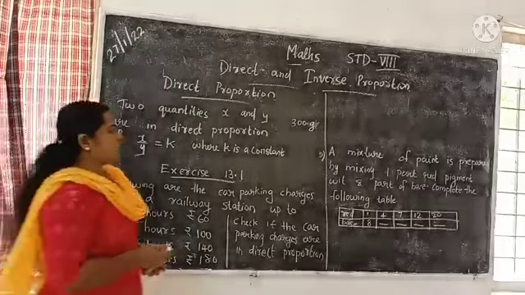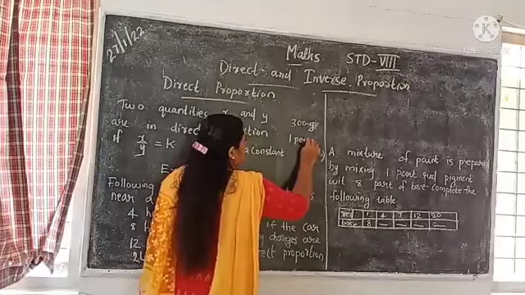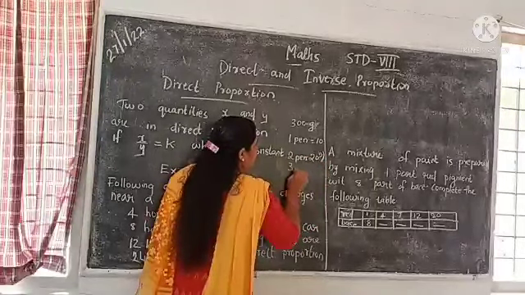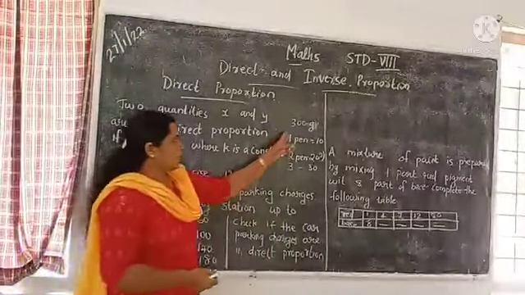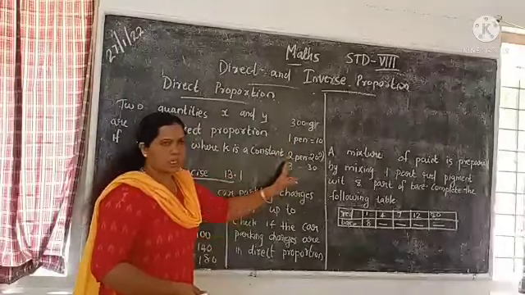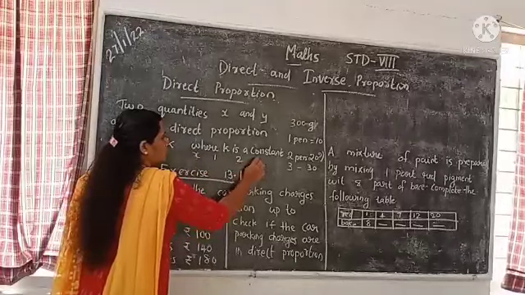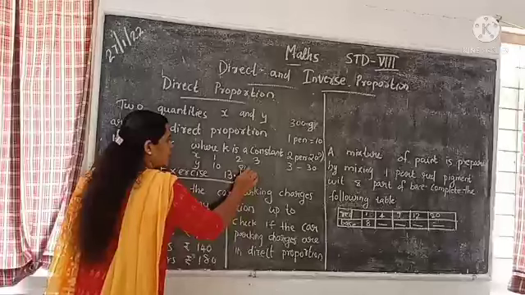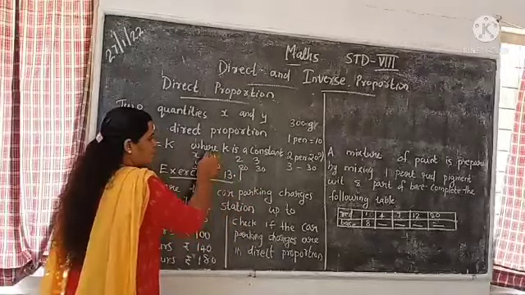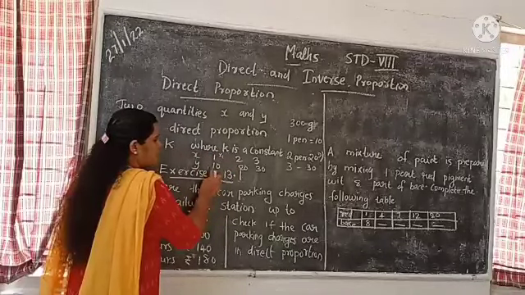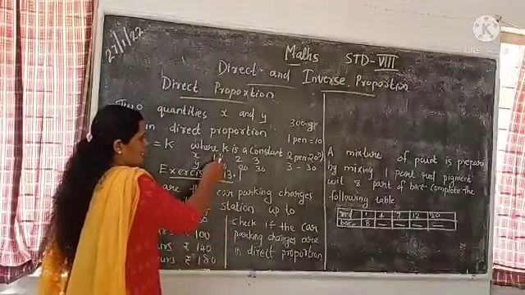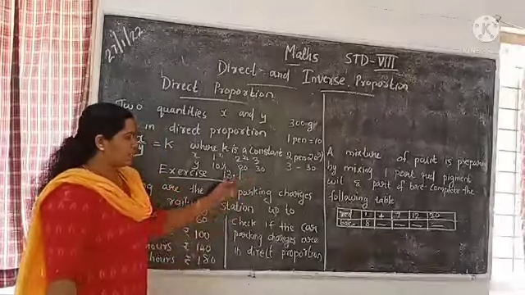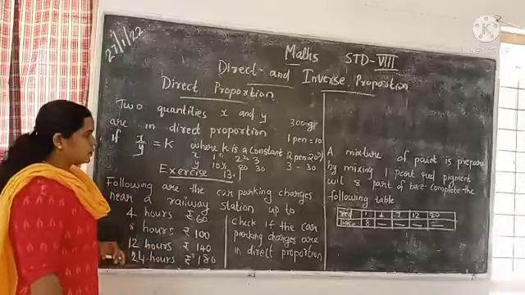Another simple example: the cost of 1 pen is 10, the cost of 2 pens is 20, 3 pens 30. In this question, x values are 1, 2, 3, and the cost is given as y, that is 10, 20, 30. So x1 is equal to 1, y1 is equal to 10, x2 is equal to 2, y2 is equal to 20, x3 is equal to 3 and y3 is equal to 30.